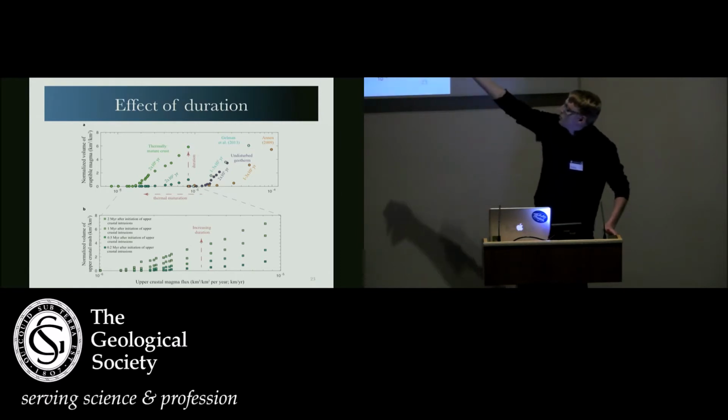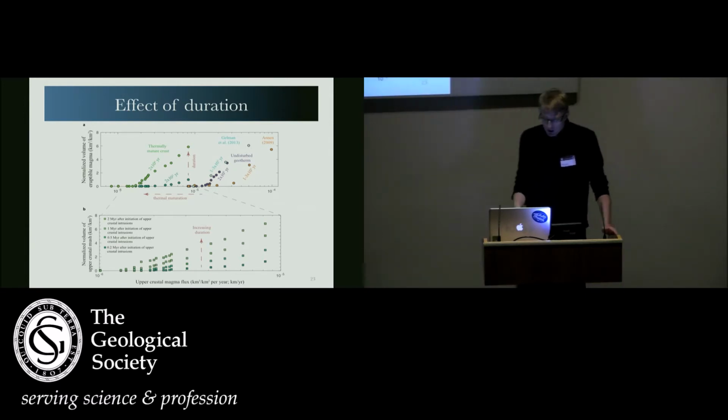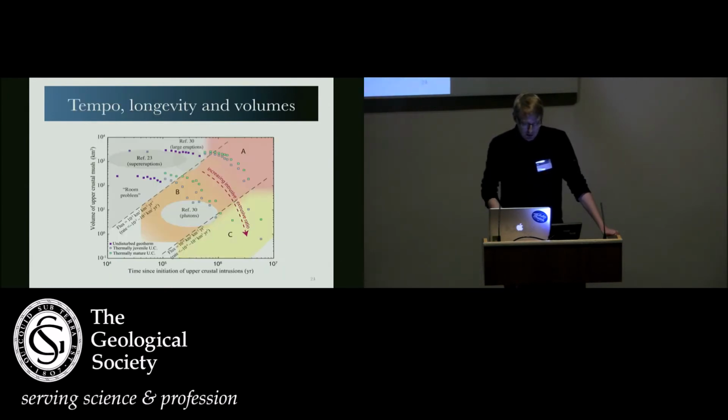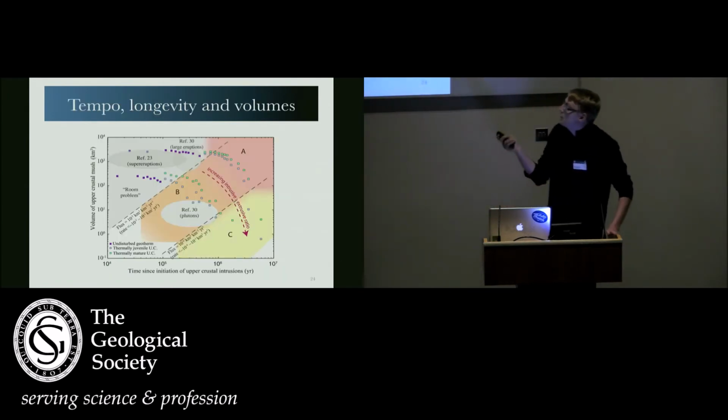And that's again shown here. It's at the bottom panel here. When you increase your duration, curves go up, meaning you can store a lot of magma in the upper crust in a thermally mature system. So this is a graph that was also used yesterday in a couple of talks, where you have volume versus time, and these lines are fluxes.